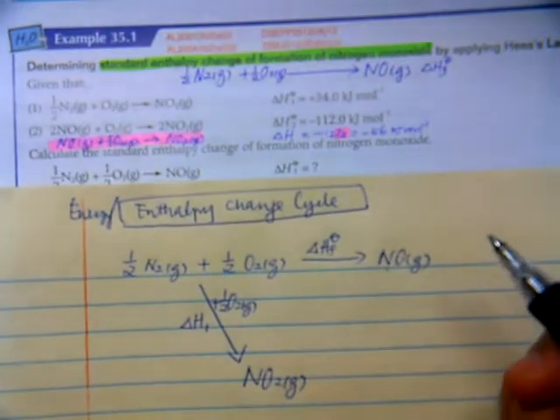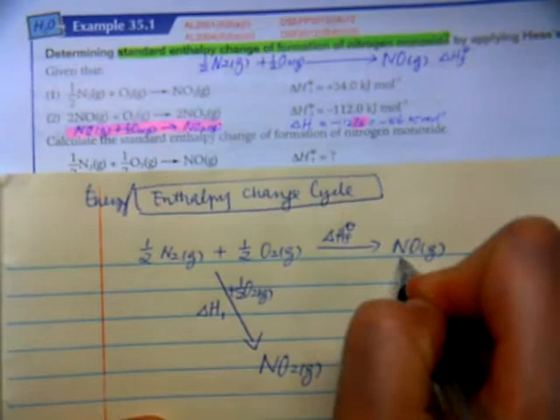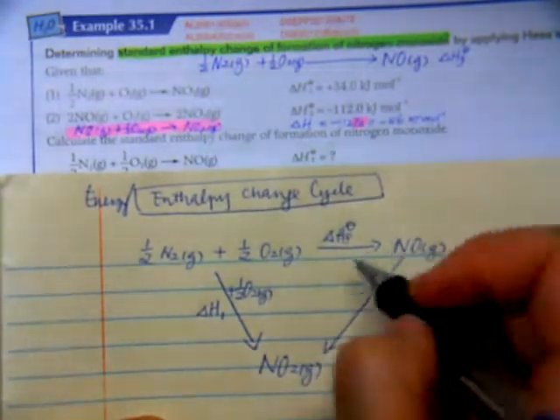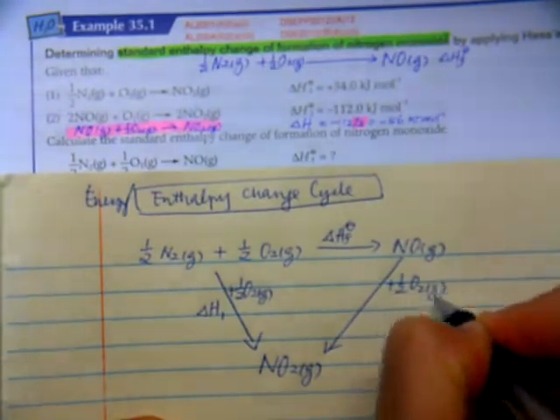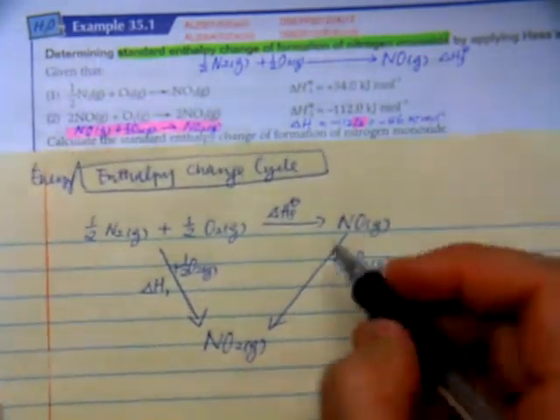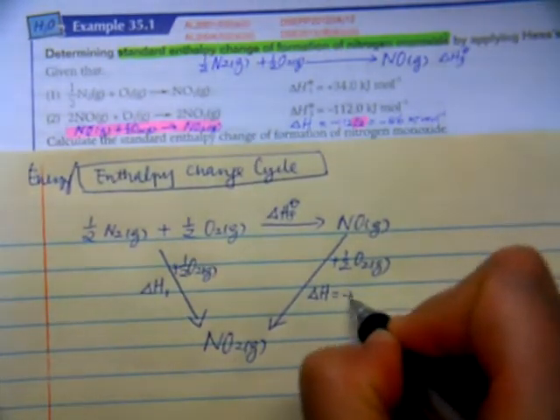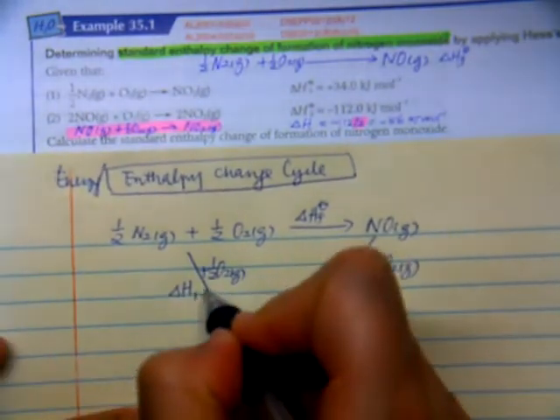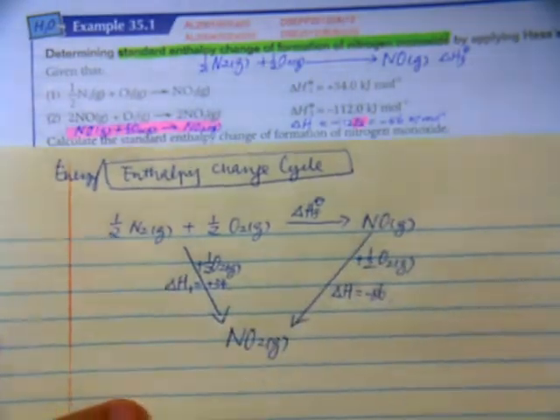After that, put them together. NO, that is the reactant, point it downwards. Add half O2 to form NO2 with a number equal to negative 56. That is delta H1 with a number equal to positive 34.